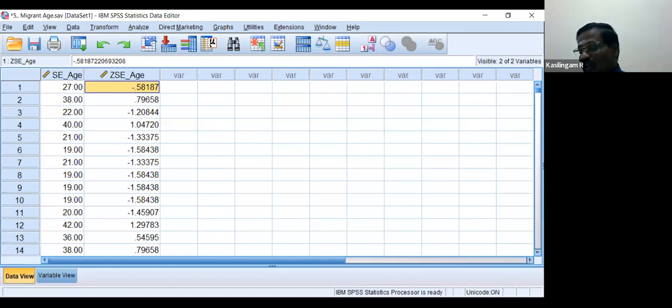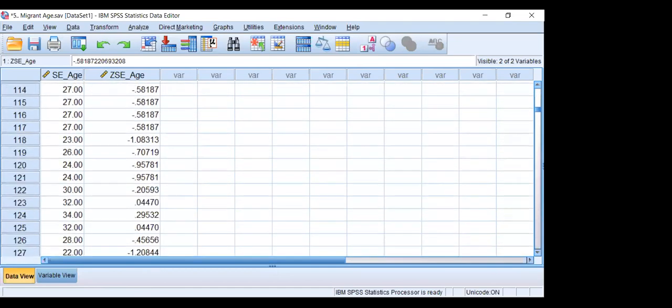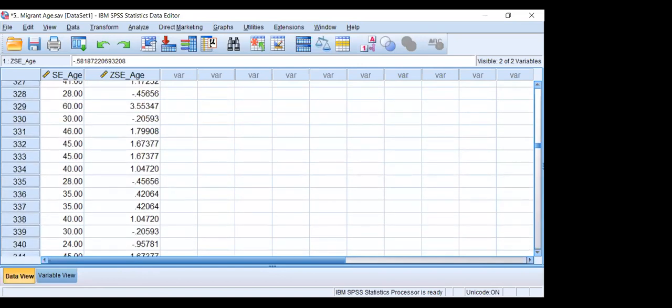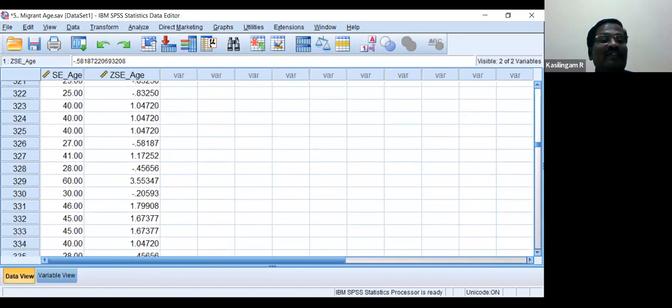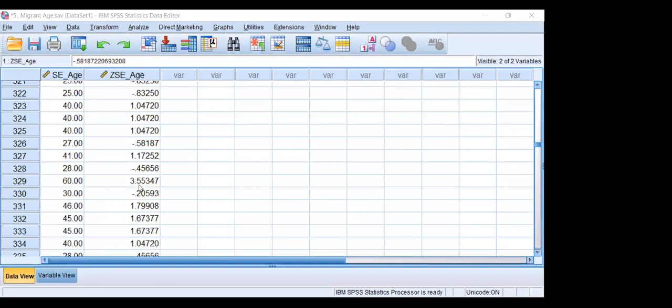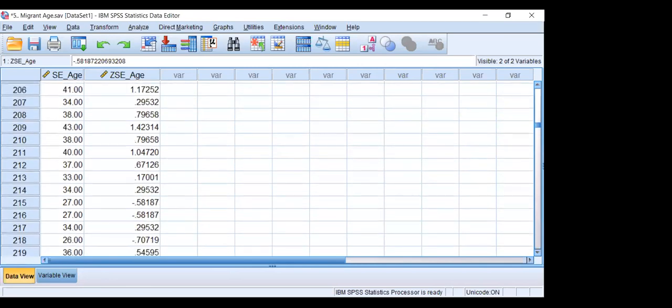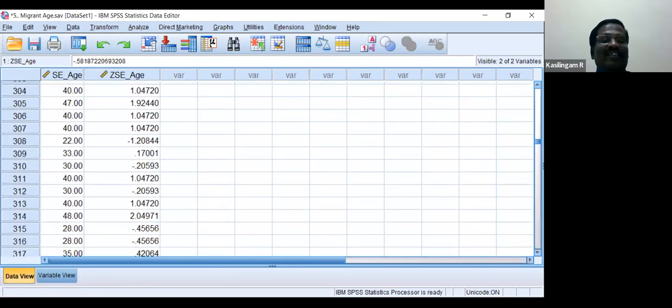Now let me go and see 329, right, madam? 329 is 60. What is the value, madam? Is it more than 3 or less than 3, madam? Yes, sir. More than 3, sir. That is why I applied. Look at all the other values. All other values are less than 3.